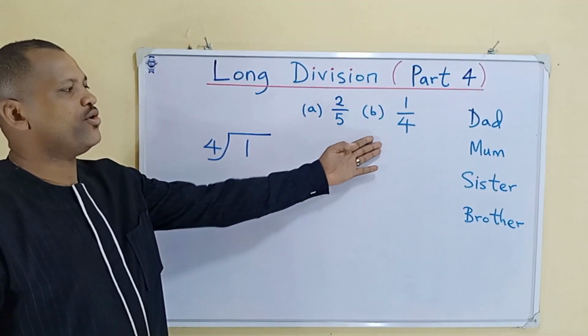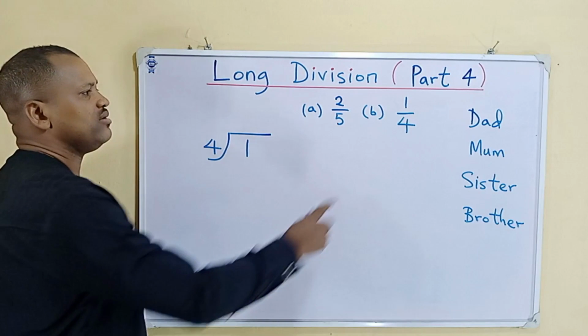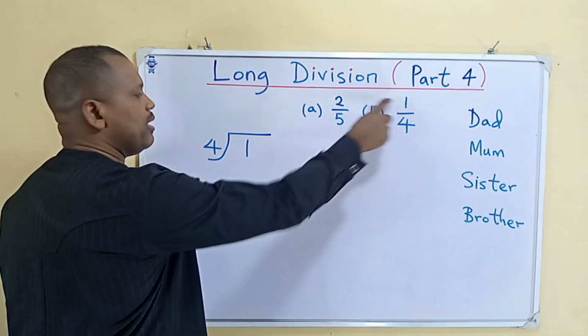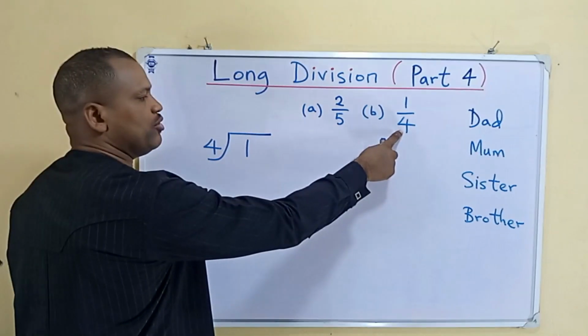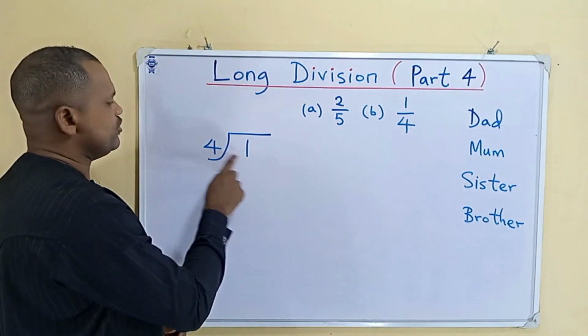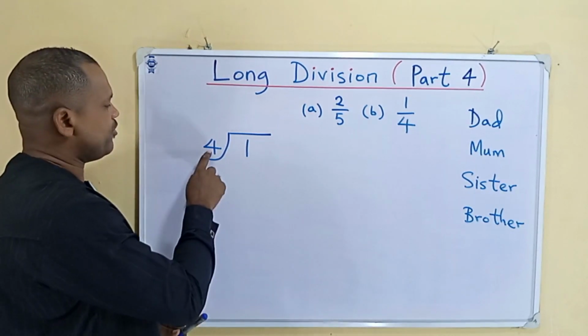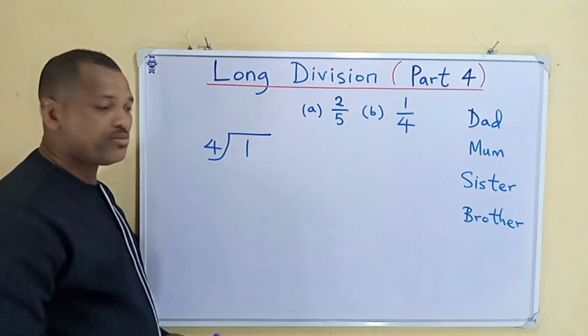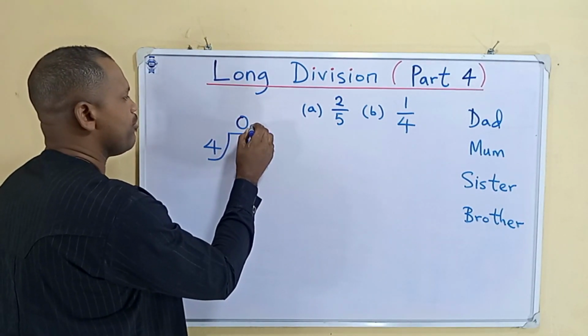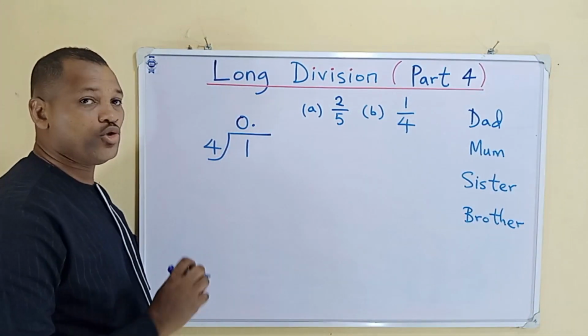So let's go ahead and solve this one. The numerator, the top number, will be inside here. The bottom number will be outside. So let's go ahead and solve it. 4 into 1. How many 4s are in 1? Of course, it's not possible. What you do is 0 point, dot.